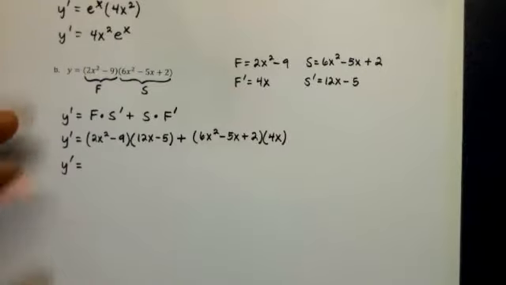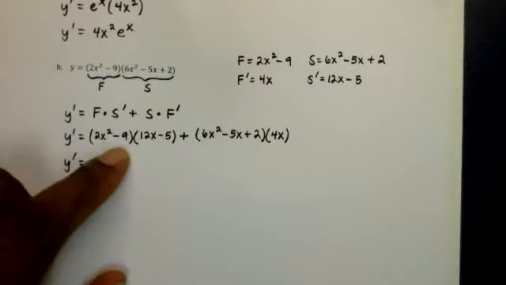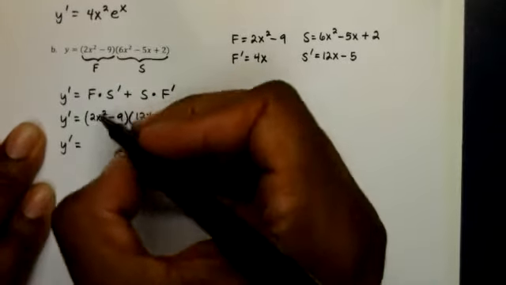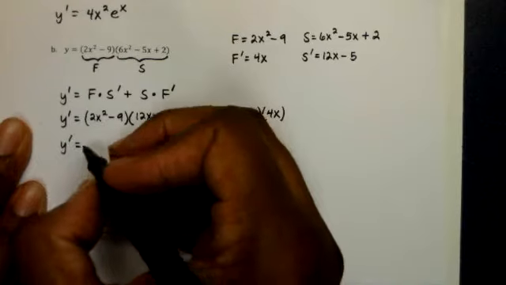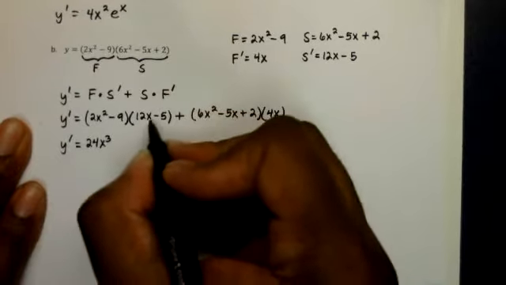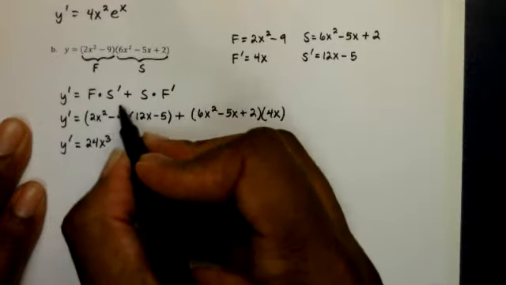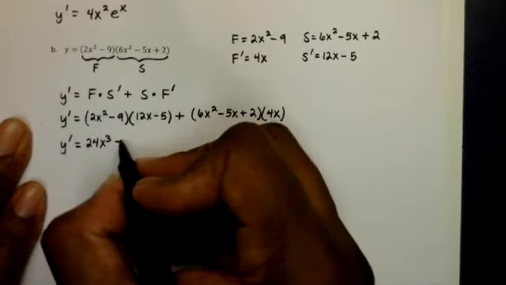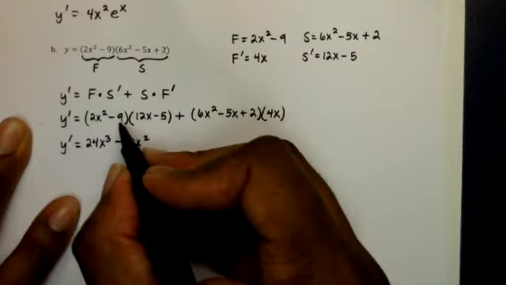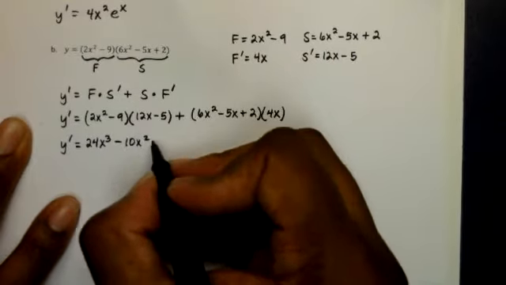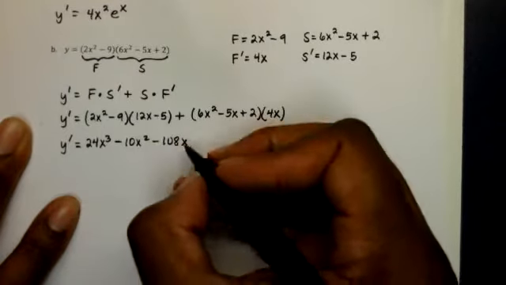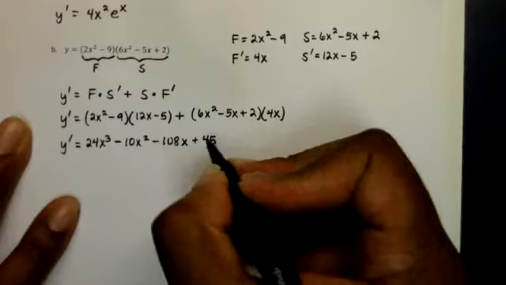So now we're going to simplify this. This first part right here, I will apply the FOIL method. In this case, if I do 2x squared times 12x, that would be 24x cubed. X squared times x is x cubed. The outer would be 2x squared times minus 5, which would be minus 10x squared. The inner will be minus 9 times 12x, which would be minus 108x. And then minus 9 times minus 5 would be plus 45.